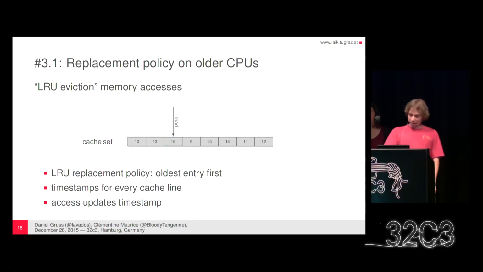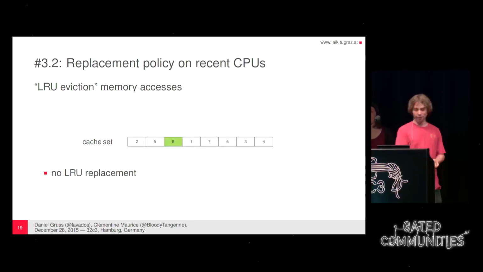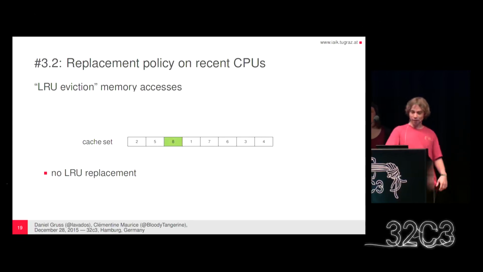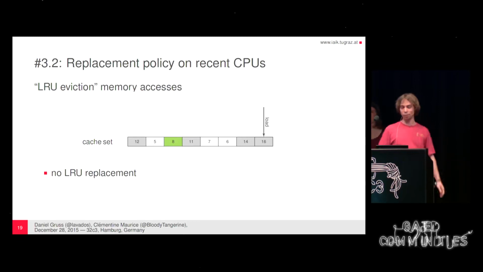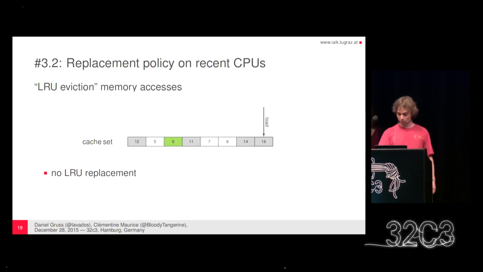Now, on more recent CPUs, that's not true anymore. They don't have LRU replacement policy, and that's not good, because if you try LRU eviction on such a CPU, it might look like this. So yeah, it does something. You can understand it a bit more, but that's too much for this talk.